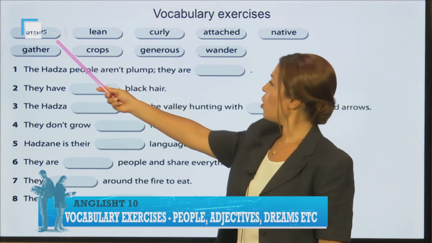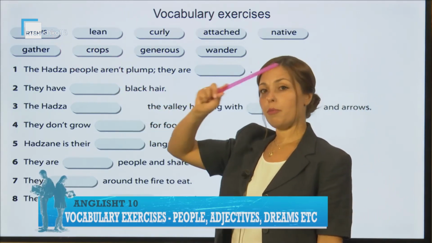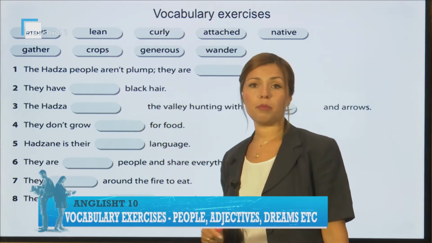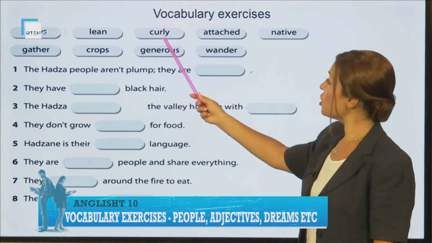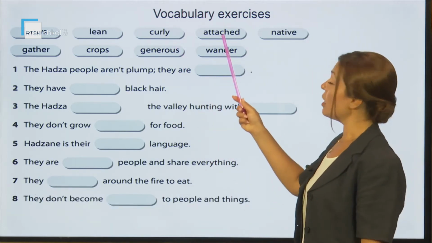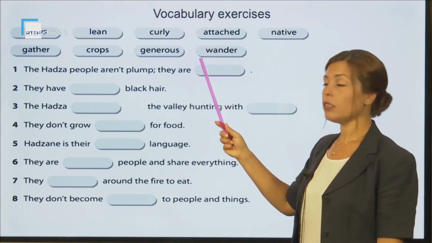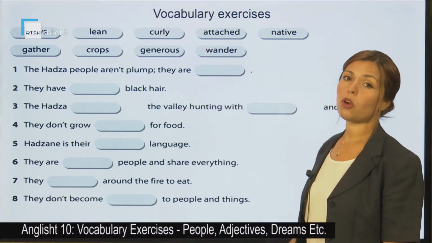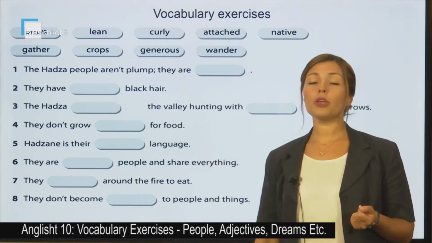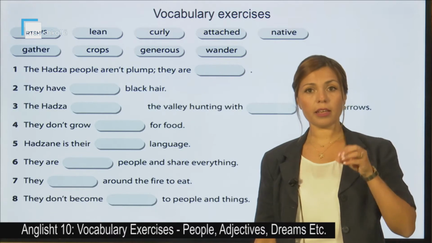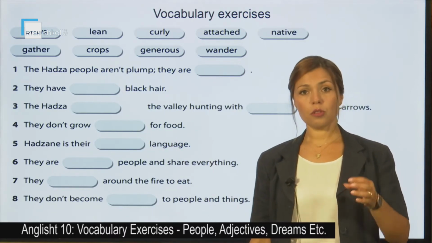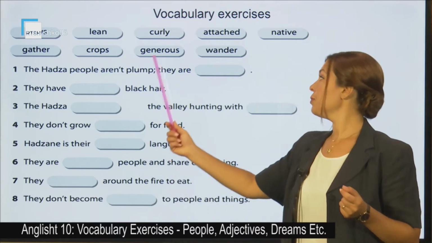We have the words bows, remember the bow and the arrow. Lean, that means thin. Curly, the curly hair that we say, wavy hair. Attached, when you are connected. Native, we're talking about the native language, so our language. Together, to collect. Crops, that is the produce that we take from the land.